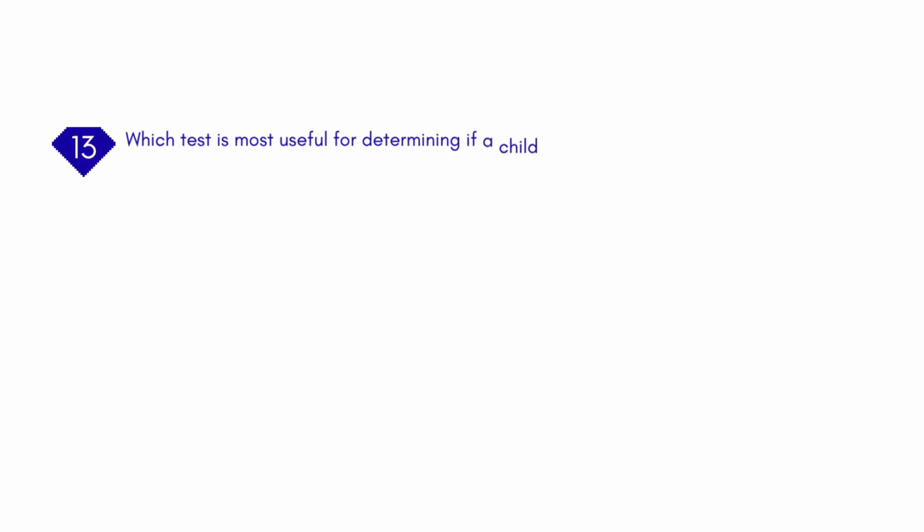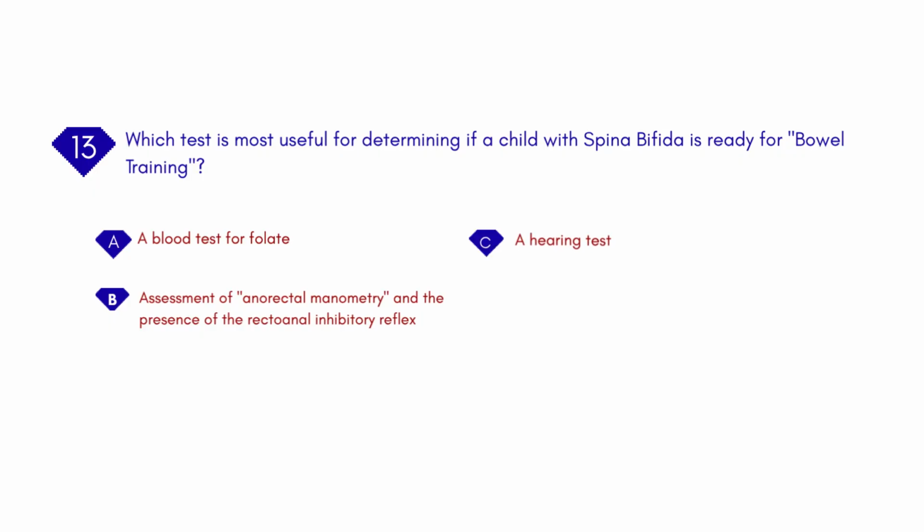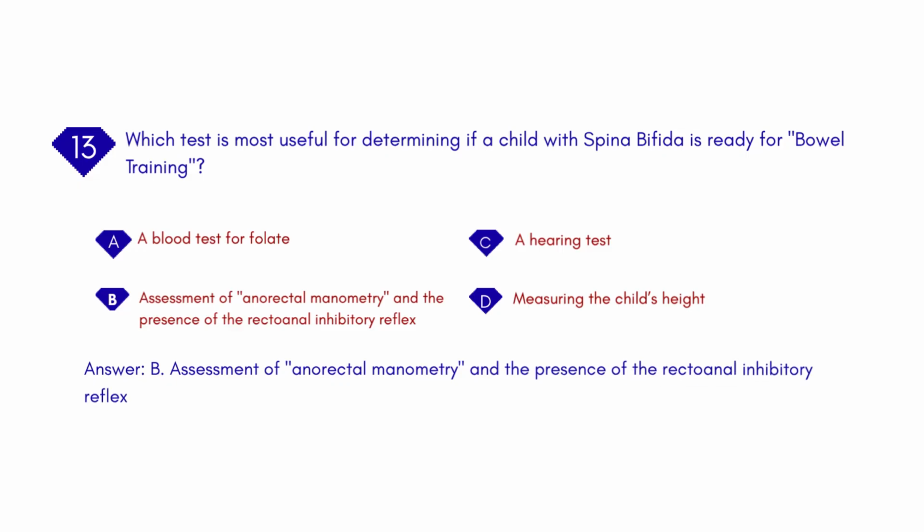Which test is most useful for determining if a child with spina bifida is ready for bowel training? A. A blood test for folate. B. Assessment of anorectal manometry and the presence of the rectoanal inhibitory reflex. C. A hearing test. D. Measuring the child's height. Answer, B. Assessment of anorectal manometry and the presence of the rectoanal inhibitory reflex.